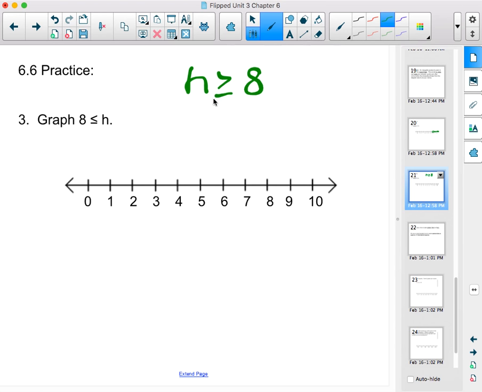So we did our flip, flip, flip. h is greater than or equal to 8. Here's my number line. I'm going to start at the 8. This time I'm going to shade in my circle on the 8 because 8 is part of my solution. And again, I'm going to shade to the right because I'm shading greater than. And I'm shading an arrow. That shows me that every number 8 or bigger could be part of that solution.